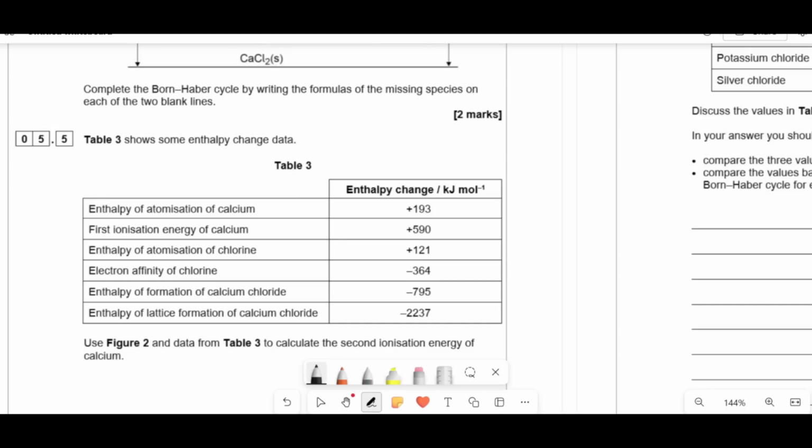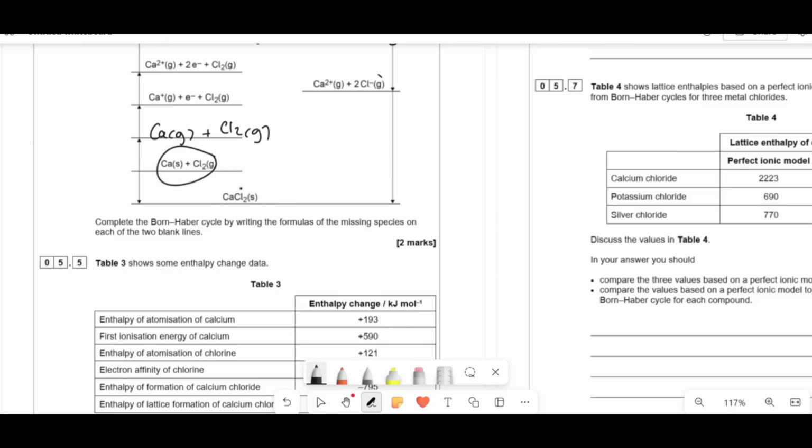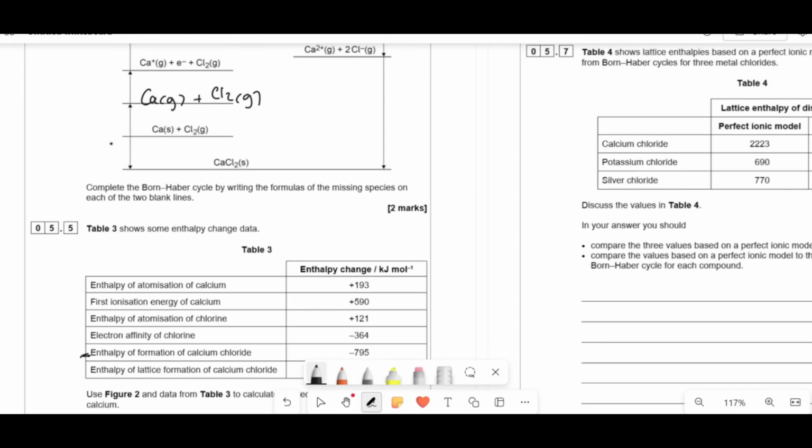So now it says use the data to find the second ionization energy of calcium. So here to here, you can see we're making 1 mole of a compound from its elements in their standard state. So that's the enthalpy of formation. So that's going to be this minus 795 here, right? So minus 795. Cool. From here to here, what are we doing? Well, we're going from a solid, a standard state, to gas. So we're going to be atomizing the calcium. So wherever that is, atomization of calcium.